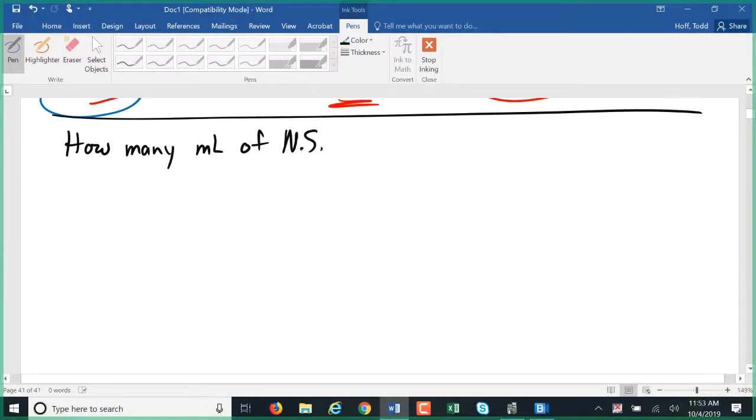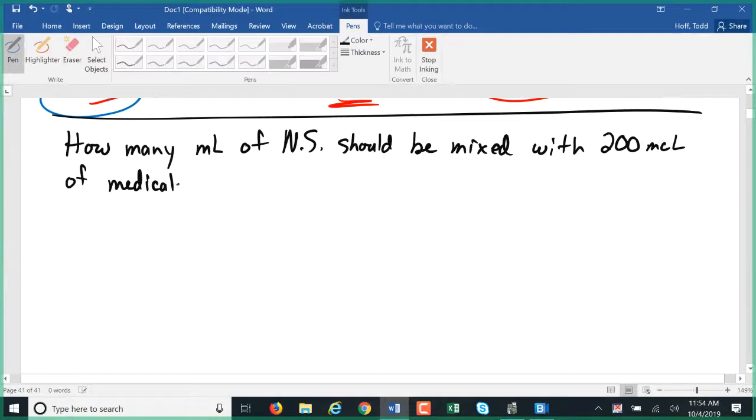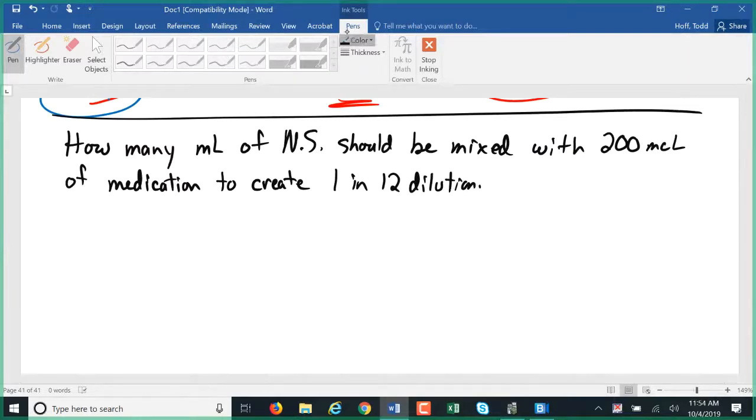So I might ask, how many milliliters of saline should be mixed with 200 microliters of medication to create a 1 in 12 dilution. It's 1 in 12.